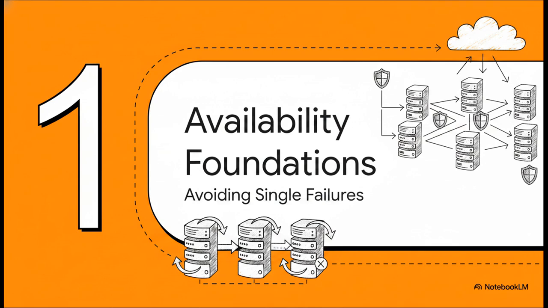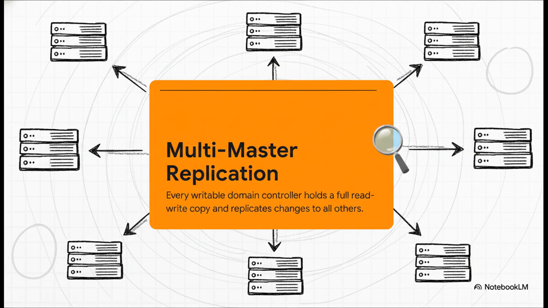Before we can even discuss how to recover from a disaster, we first need to understand how Active Directory protects itself from a single point of failure during normal day-to-day operations. Domain controllers utilize what is known as a multi-master replication model. Think of this as a design where every writable domain controller holds a full read-write copy of the directory. When a change is made on one controller, that change automatically replicates out to all the other controllers. This means there is no single master database. They are all working together continuously.